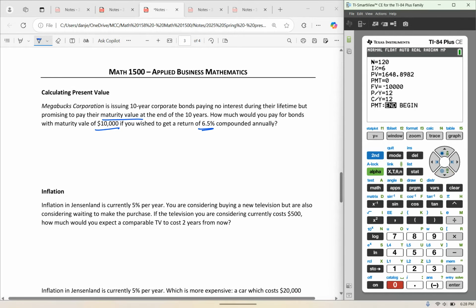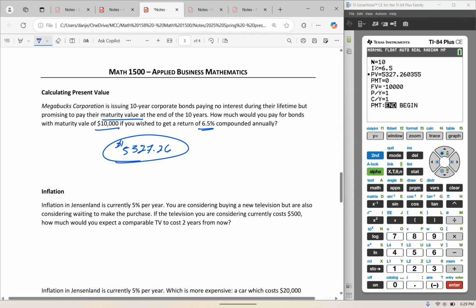It's like taking $10,000 out of an account earning 6.5% interest compounded annually. I hope you're seeing the changes in the calculator as I read the problem. Okay. If it's a 10-year bond, it will take 10 years to mature. That means the present value of that bond would need to be $5,327.26.